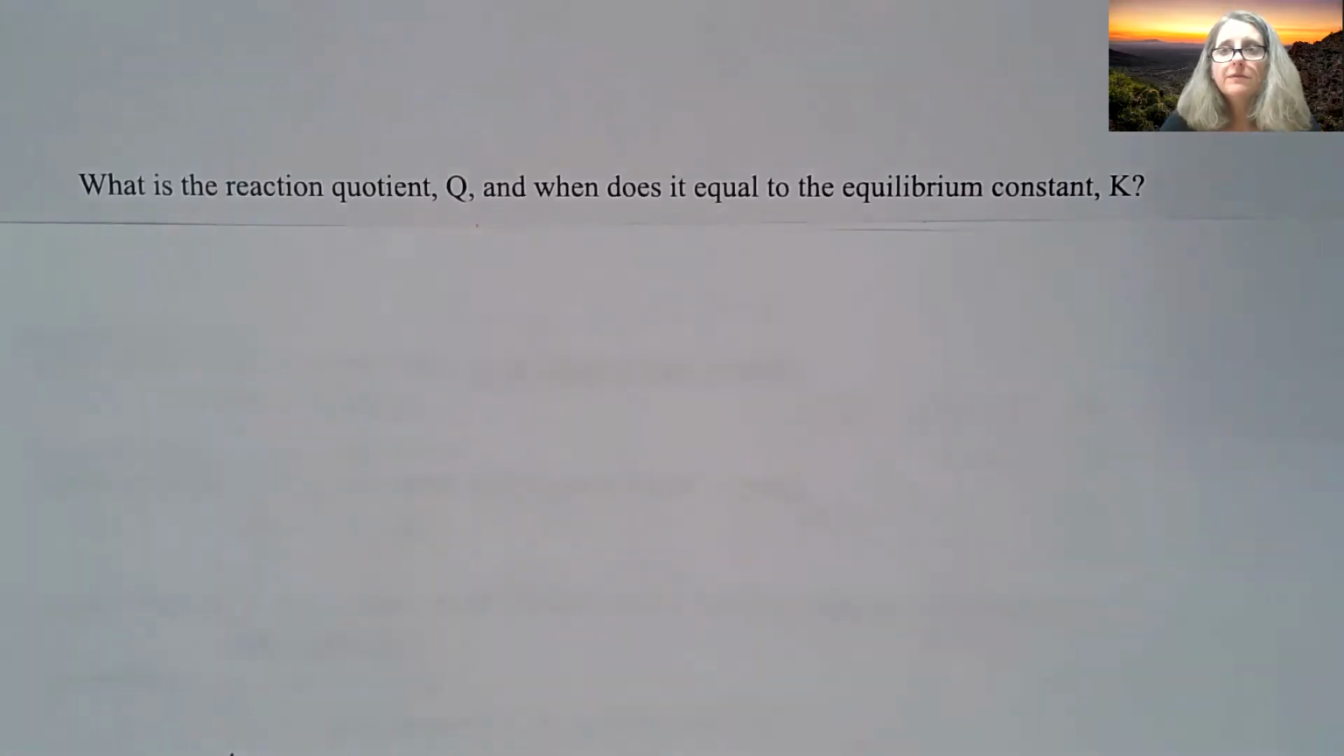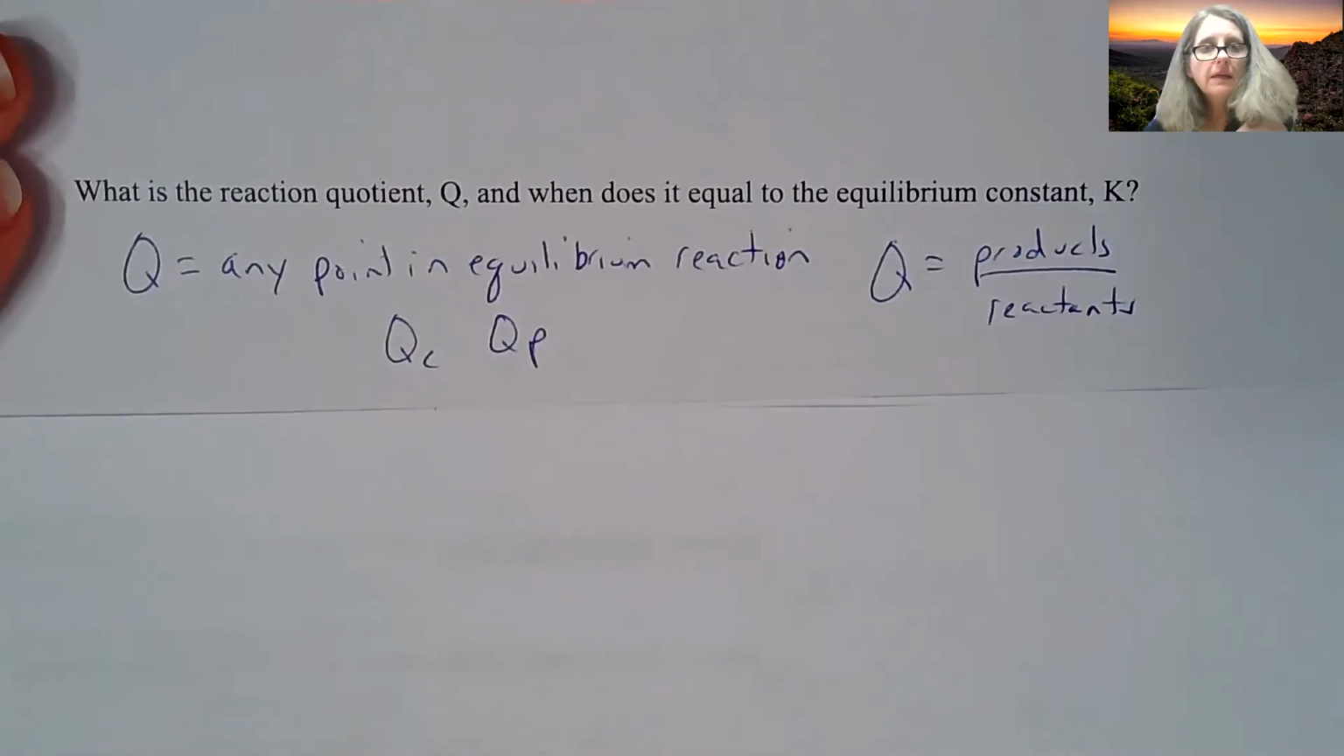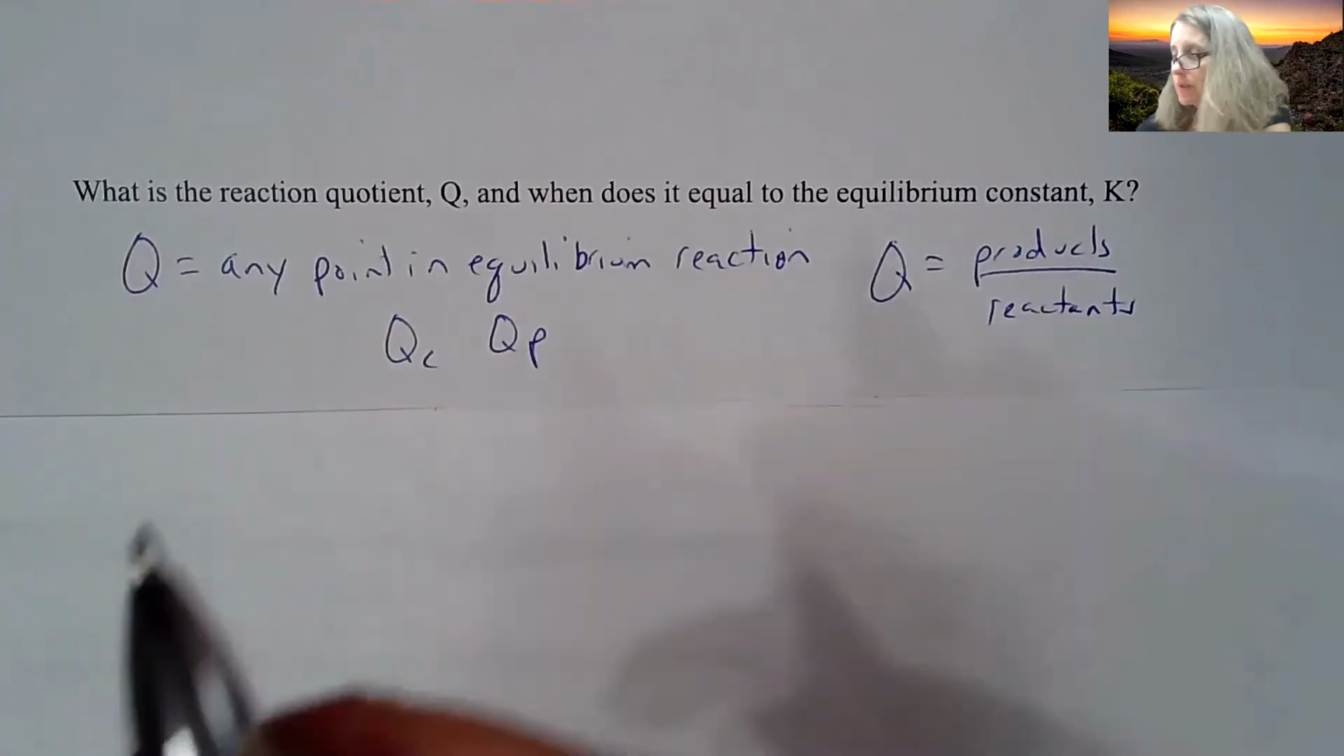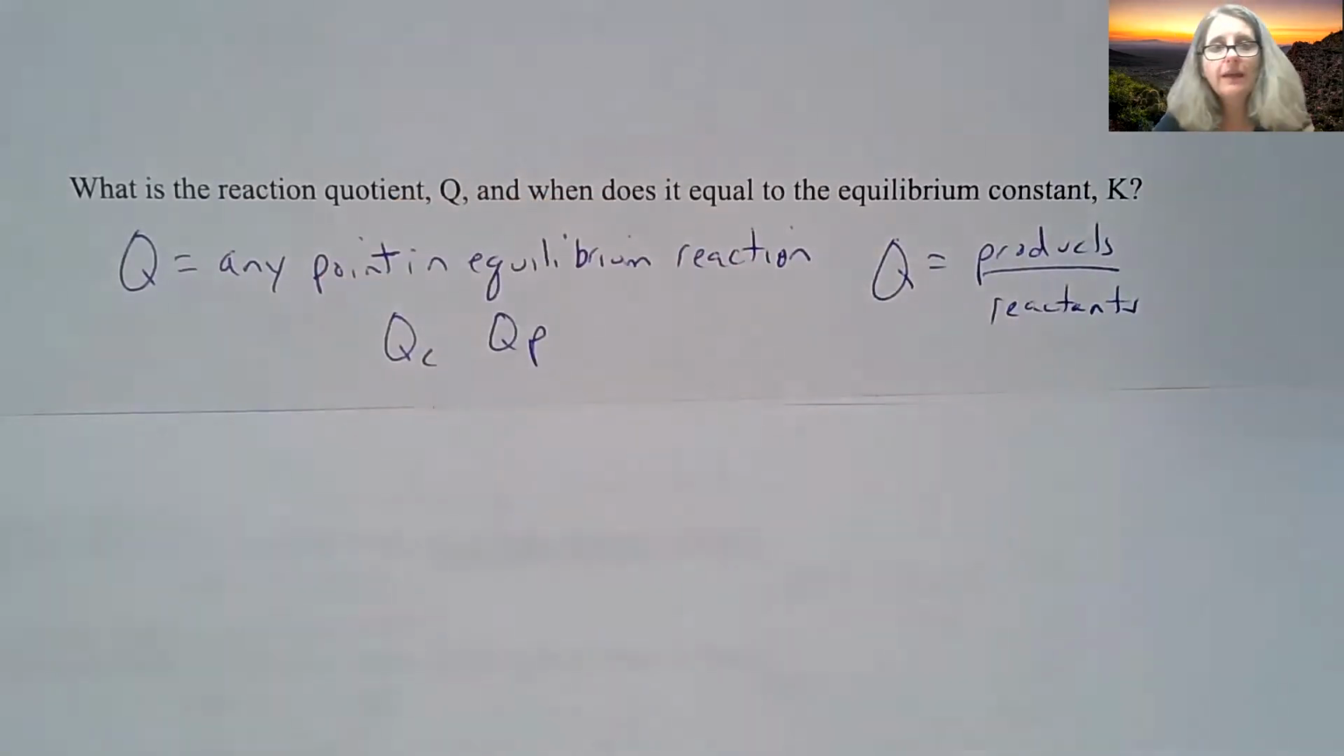So continuing chapter 15, what we're going to talk about here is something called Q, which is a reaction quotient. And what is its relationship to K? When does it equal K? So Q is any point in the equilibrium reaction. K is defined as at equilibrium, what are those concentrations of products and reactants? Q is a way for us to figure out where you are in the process. So I think of it more as a snapshot of where you are, maybe an instantaneous rate kind of idea.